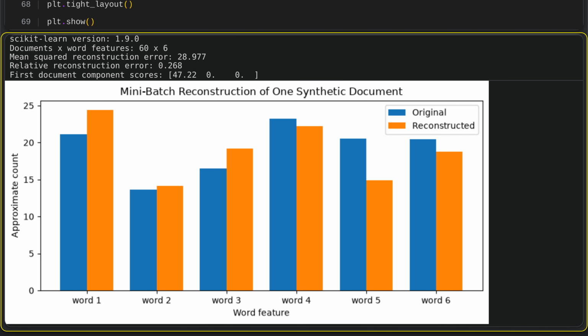This script uses mini-batch dictionary learning to reconstruct synthetic documents created from topic word distributions with added noise. The model learns components from small batches and uses them to approximate the original word counts while reducing reconstruction error. It then reports mean squared error, relative error, and the first document's component scores, and compares the original and reconstructed word counts in a bar chart to show how well the method captures the underlying structure.